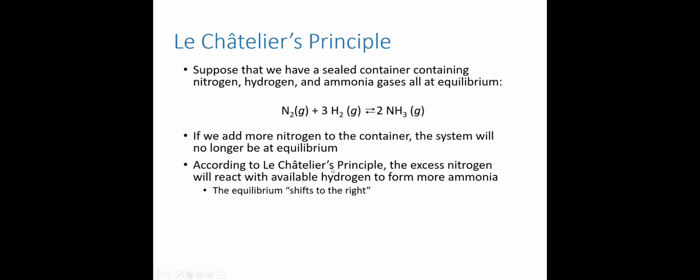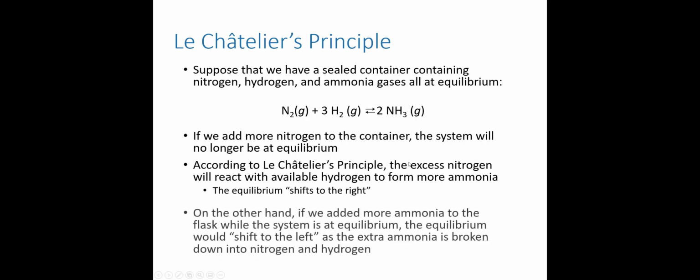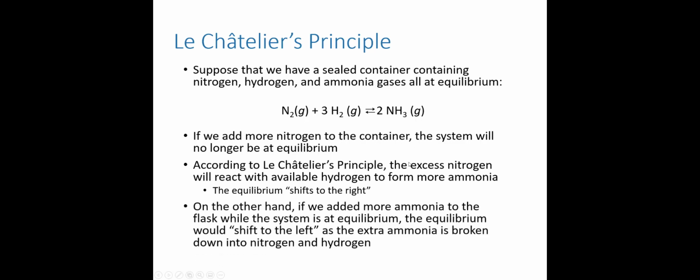So that's an important thing to take into account. Adding more of a reactant to a system at equilibrium shifts the equilibrium to the right. You will start to form more ammonia until you reform equilibrium. On the other hand, if you add more ammonia to the system when it's at equilibrium, you now have too much ammonia. The system is no longer at equilibrium anymore.